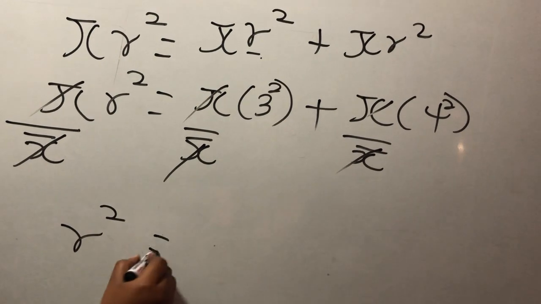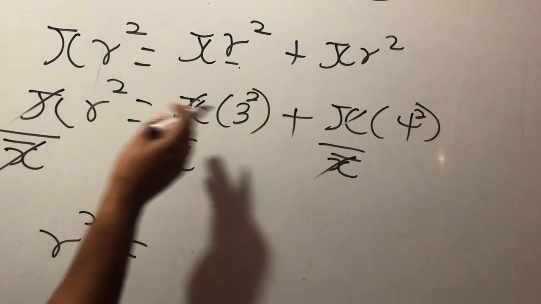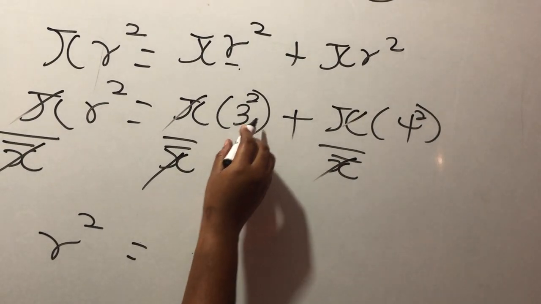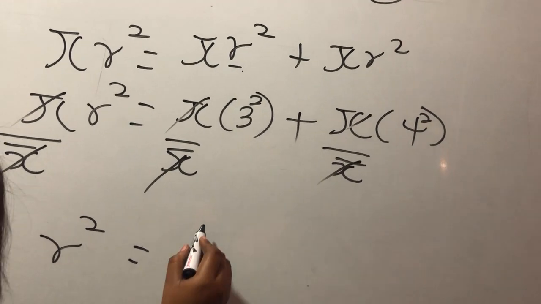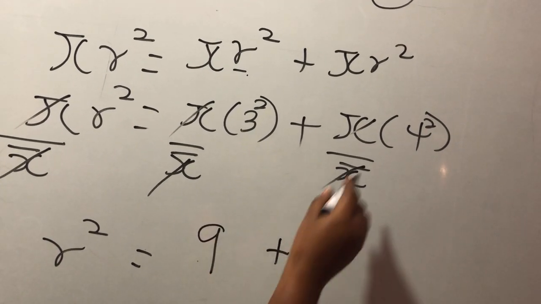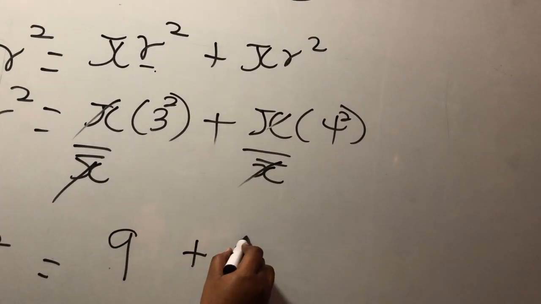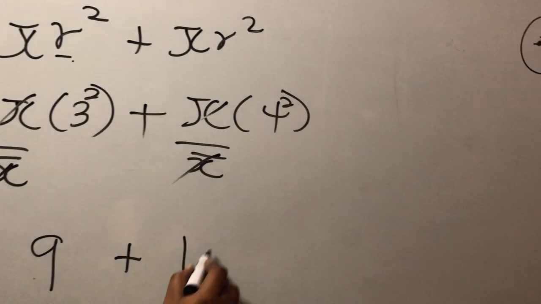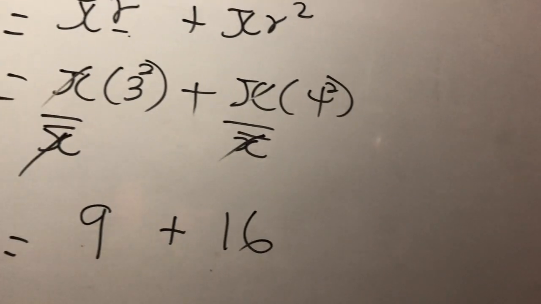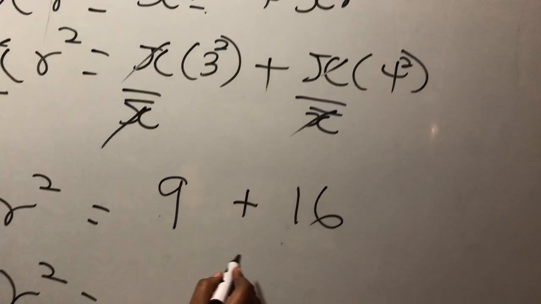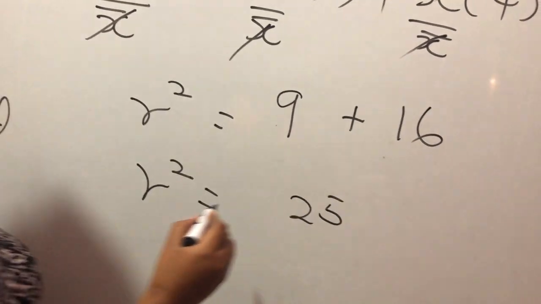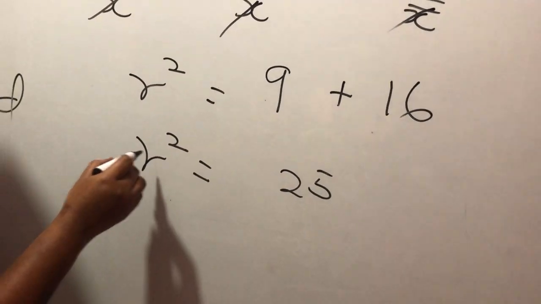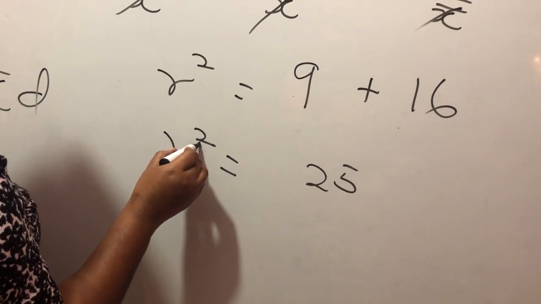R squared is equal to what? So you know this one cancels this one. So we are left with R squared is equal to 3 to the power 2 is what? 9. Plus 4 to the power 2 is what? 16. Right? So we have r squared is equal to what? This one is giving us a 25. You already remember this, right? We have to eliminate this square.